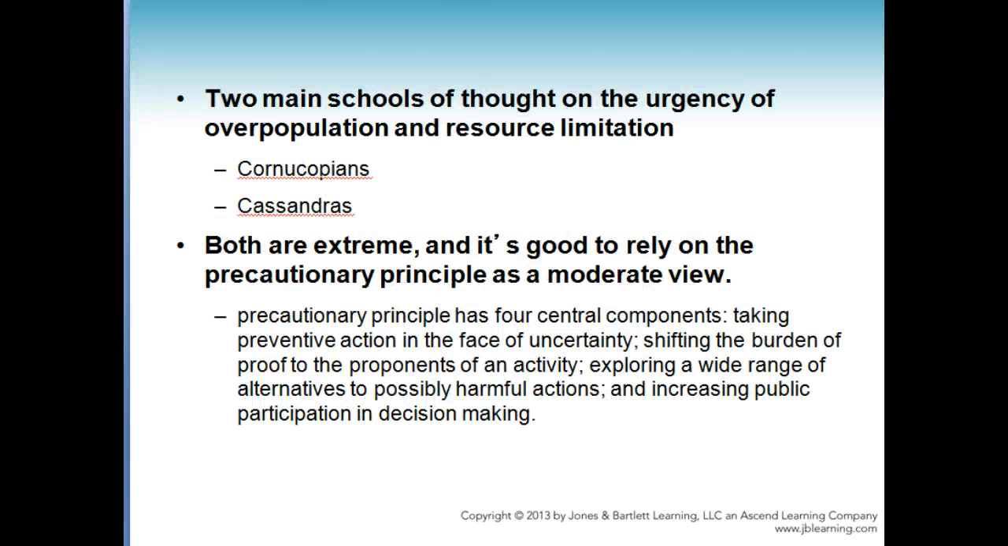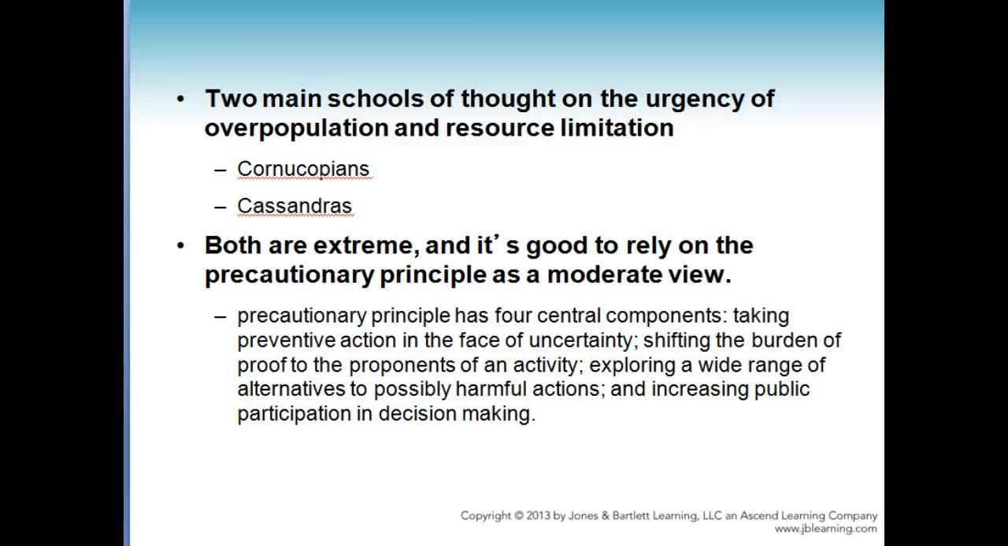There are two main schools of thought on the urgency of overpopulation and resource limitation on the planet. The cornucopians believe that technology and human ingenuity will eventually solve all the problems, and that no work on their part is required in the current time frame. Cassandras believe that human behavior will destroy the environment beyond repair, and therefore it is near hopeless to do anything during their lives. Both are extreme views, and it's good to rely on the precautionary principle as a moderate view between the two.